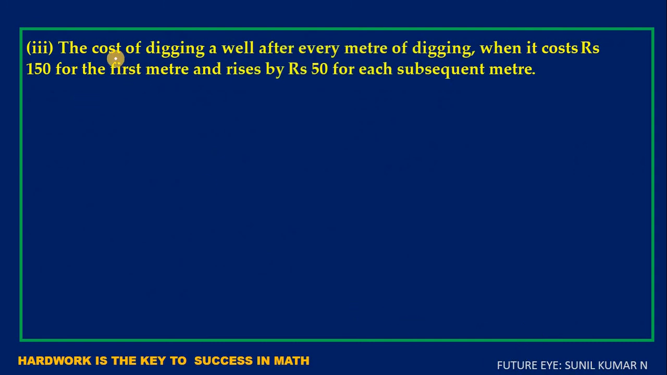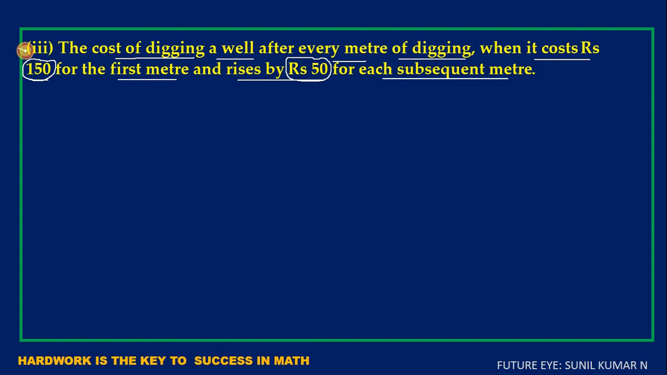Third problem. The cost of digging a well after every meter of digging, when it costs rupees 150 for the first meter and rises by rupees 50 for each subsequent meter. Understand the problem. Here they are talking about the cost of digging the well. For digging the first meter, it costs 150 rupees. And later onwards, for every meter, it costs 50 rupees more. I hope you got it.